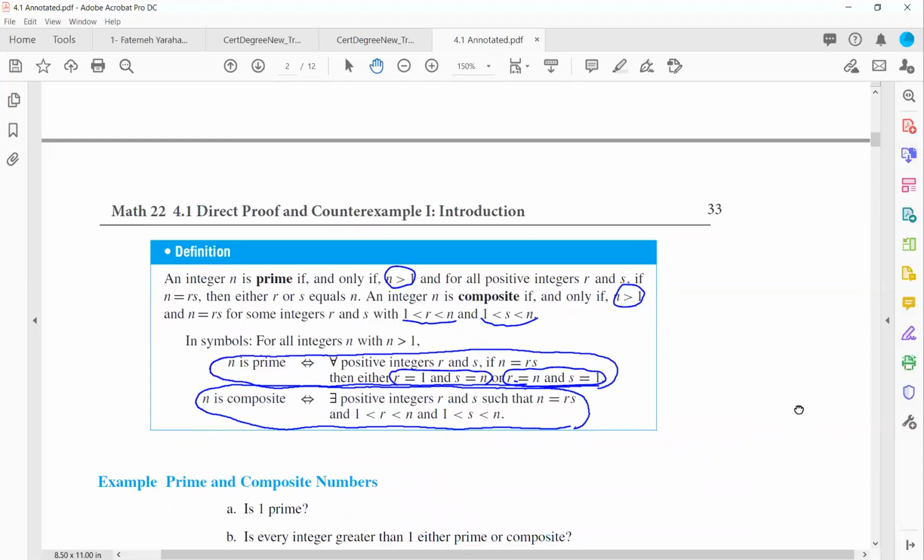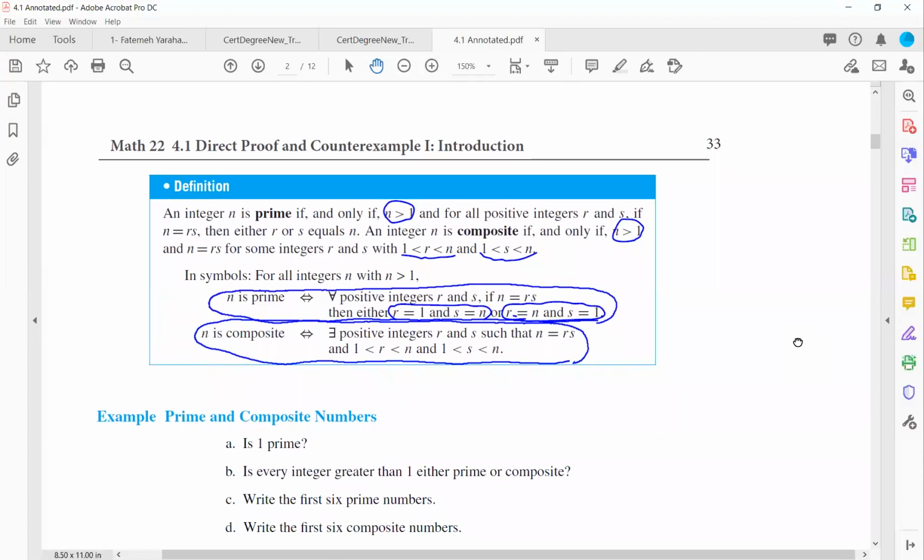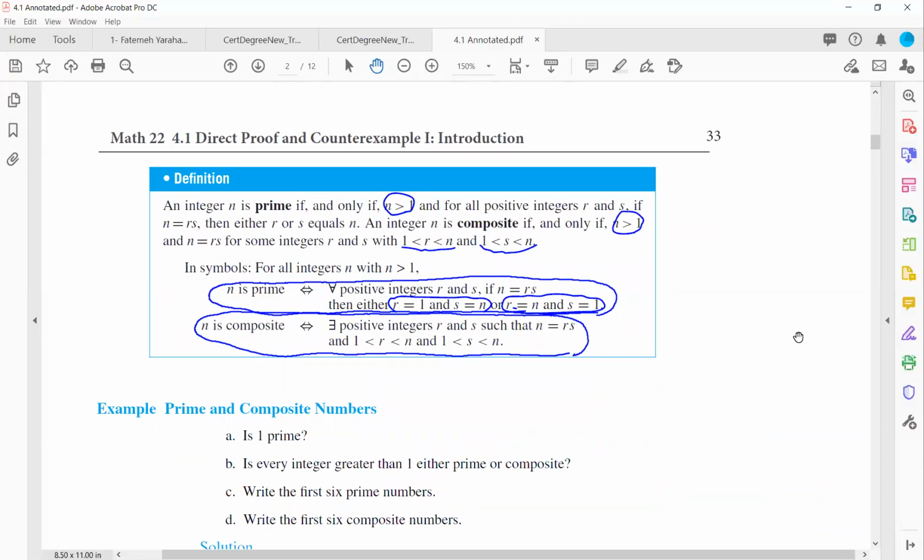Let us take a look at an example. What do you think about 1? Is 1 prime? Is every integer greater than 1 either prime or composite? Write the first 6 prime numbers and also write the first 6 composite numbers.